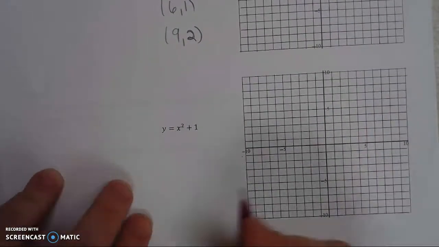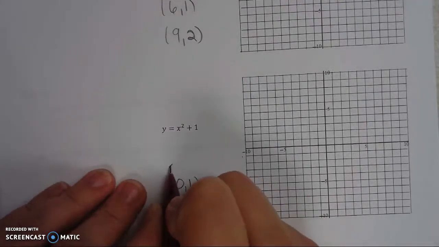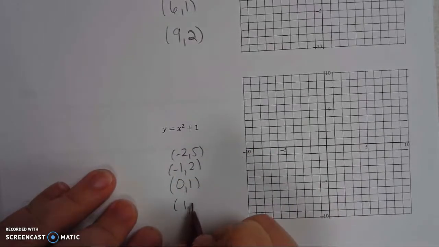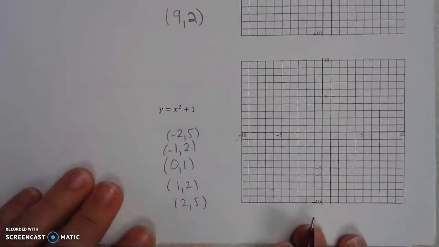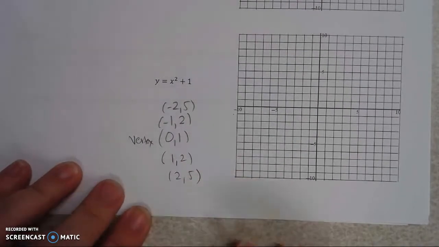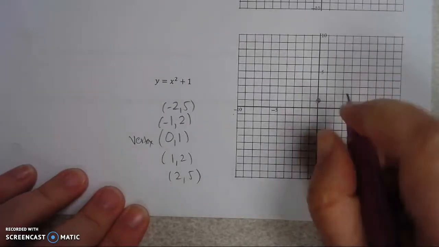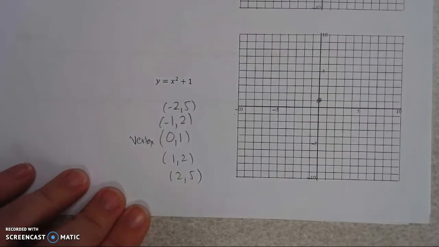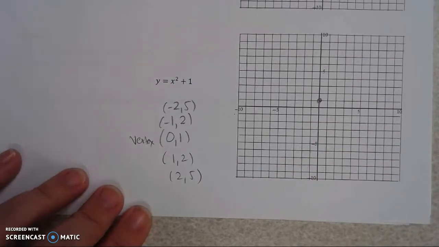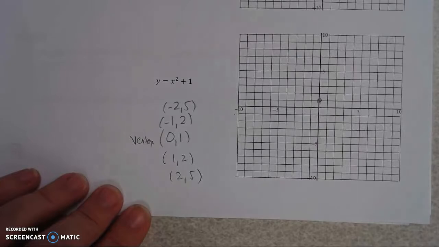Alright, for our parabola, the points we found were 0, 1, negative 1, 2, negative 2, 5, and then 1, 2, and 2, 5. So this is our vertex. It should be the lowest point on our graph. So I'm going to graph it first. Here's 0, 1. Now all these other points, if I have correctly filled in and solved for y, and if I plot correctly, should be above my vertex, 0, 1. If you have any that are below, then you know somewhere something went wrong. Either you plotted it incorrectly or you have done your math incorrectly.